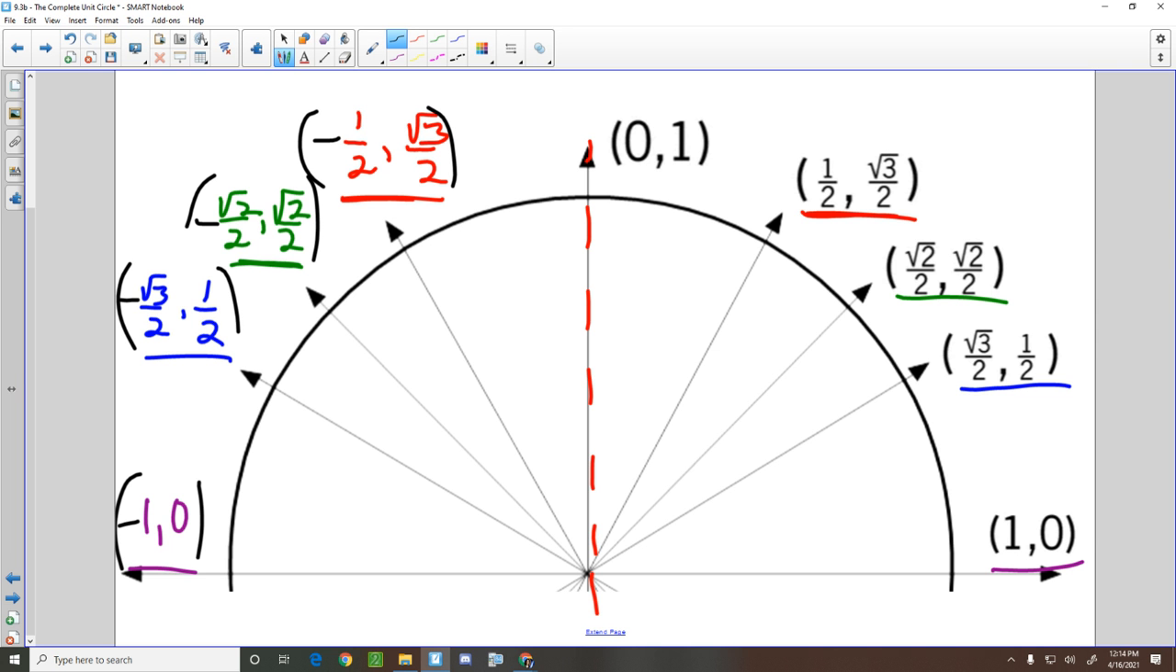Do I what? Oh, we got plenty of time left. What about quadrants 3 and 4?